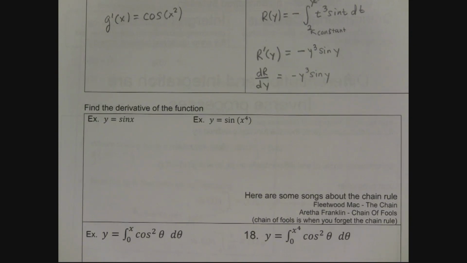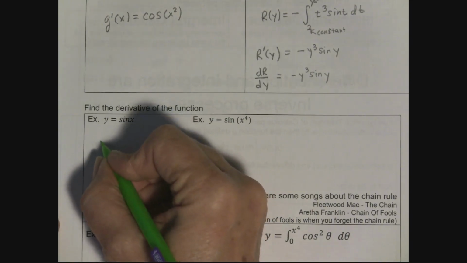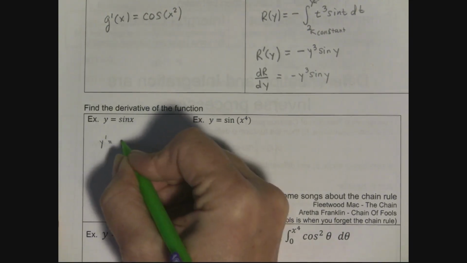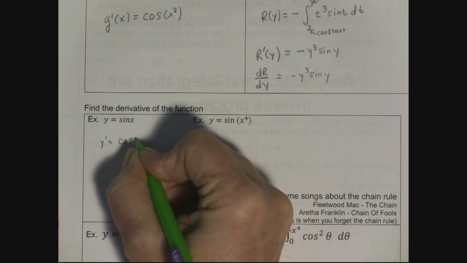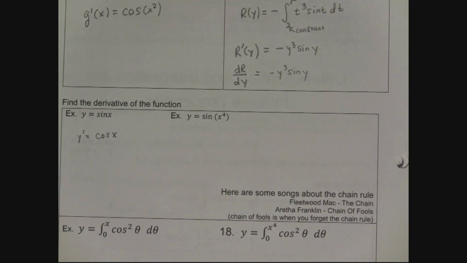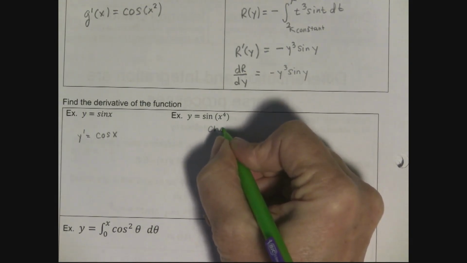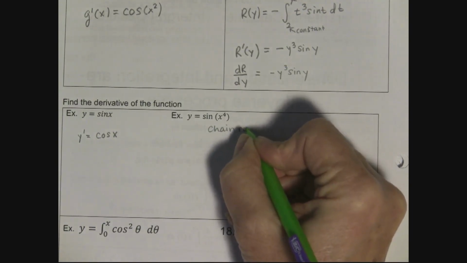So I just wanted to remind you, if I was going to take the derivative of the function y equals sine of x, then I can write either y prime or dy dx, your choice. So I'm going to write y prime equals cosine of x. But when I go to find the derivative of this, because I have x to the fourth, I have to use the chain rule. So I'm going to write a note to myself that I have to use the chain rule.